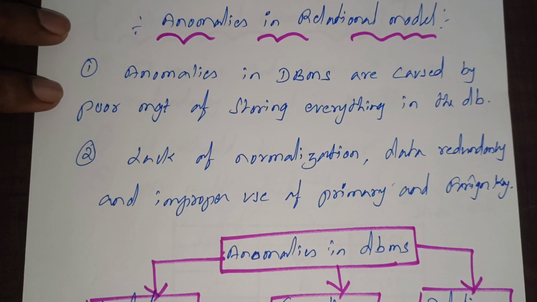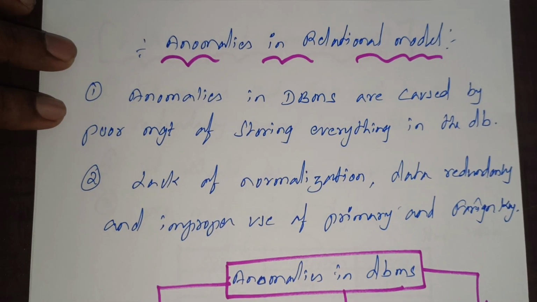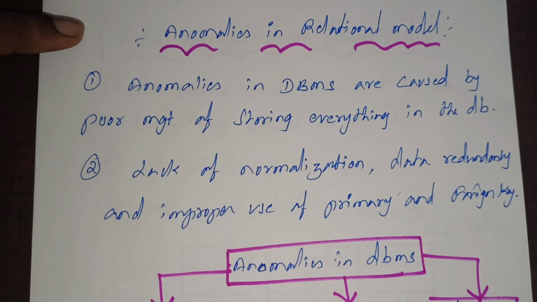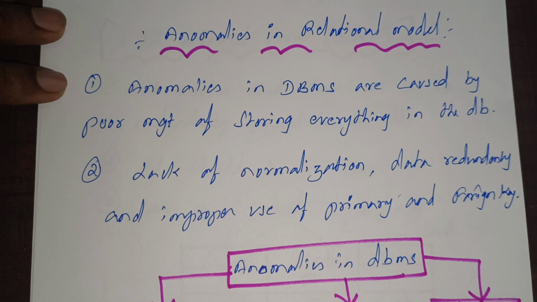Today I am going to explain all about anomalies in the relational model of a database. Before getting into normalization forms, I would like to give you an introduction to anomalies in the relational model, so that it will be very easy for you to understand normalization, which is used to reduce redundancy in a database. Let me get into the topic.